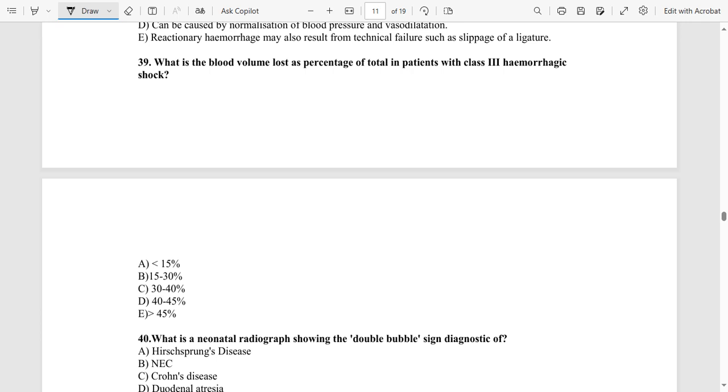And then when you're talking about the fluid replacement, in class 1 you basically use crystalloids, in 1, 2, and 3. Actually, in all of them you can use crystalloids, but in 3 and 4 you can add blood.